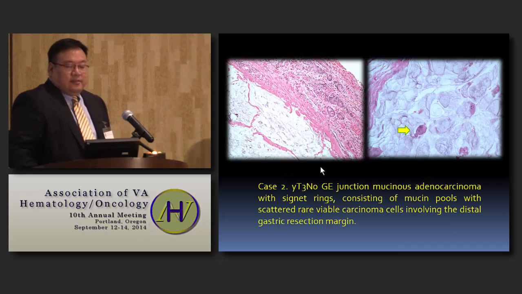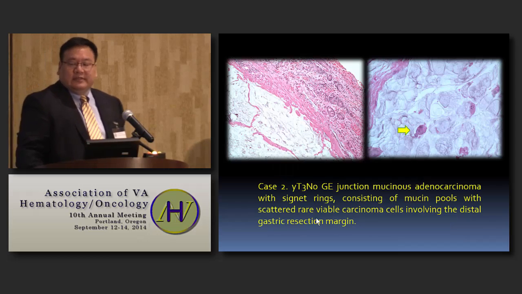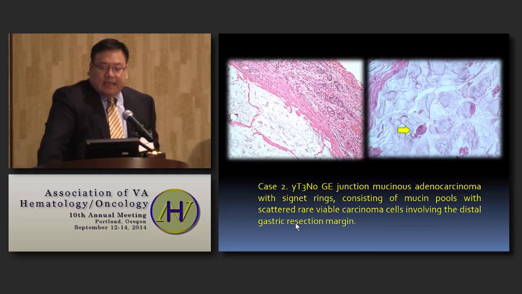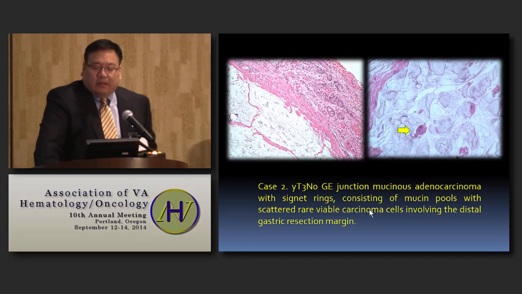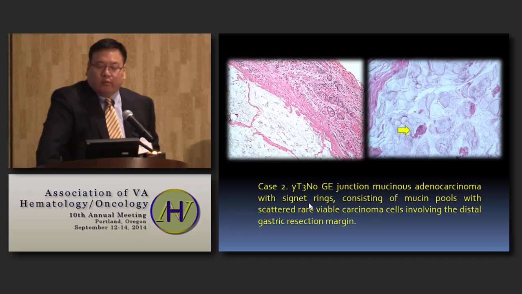This was a case of a similar patient with a GE junction tumor. This patient was unable to have a transhiatal esophagectomy due to a previous head and neck cancer and had a standard Ivor-Lewis, or thoracic anastomosis, done. Unfortunately, there were wide mucin pools with scattered, rare, but viable carcinoma cells at the distal gastric margin.